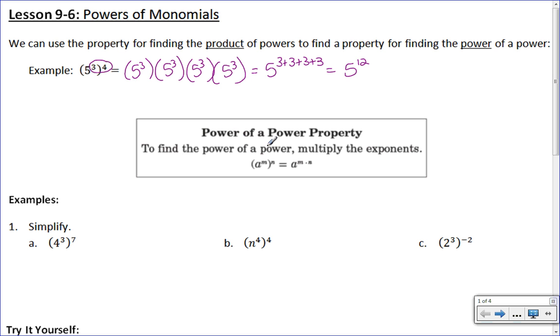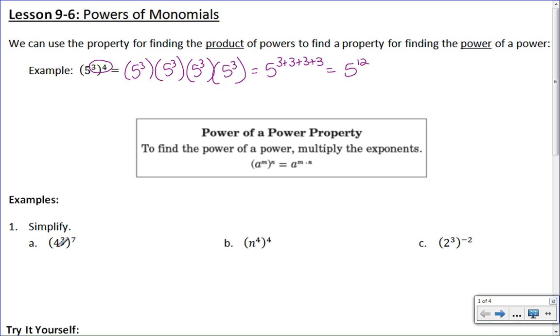So that gives us this power of a power property. To find the power of a power, multiply the exponents. So we have one power raised to another power, we multiply the two exponents. Alright, so let's apply that property to these first few examples.